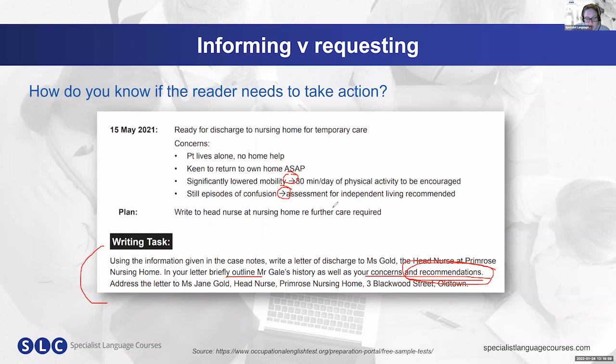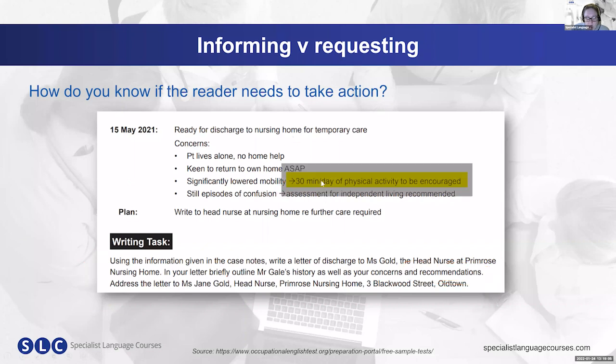Write to head nurse at nursing home for further care required. So we know that we need to request this. Yes, the reader needs to make sure this happens. And this. Assessment for independent living recommended. So request it or explain that this is your recommendation. And then you've got plan. Write to head nurse at home, further care required.